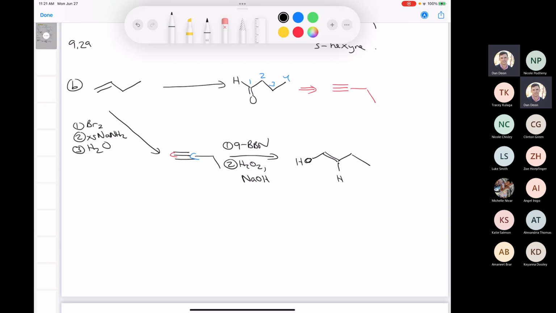So this is an enol, right? You've got a carbon that's got an alkene and an alcohol on the same carbon. This is an enol, and enols are not stable, generally speaking. It is going to undergo tautomerization to give you that aldehyde. And there we go. That one's done.